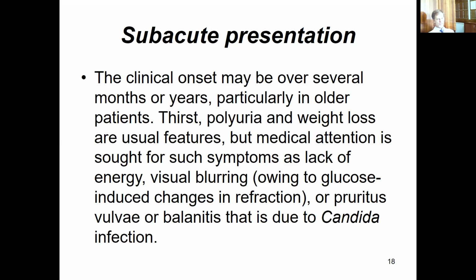This is particularly in older patients with type 2 diabetes. Again, thirst, polyuria, weight loss, usual features. But again, in type 2 diabetes, in many cases, we don't see weight loss. Because again, what's the difference? In type 1, we have absolute deficiency of insulin, no insulin. That's why all exchange process is absolutely damaged.